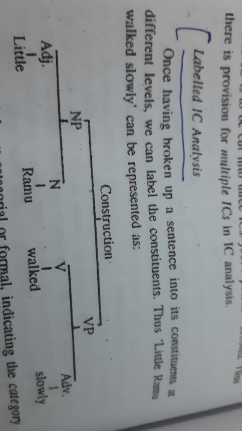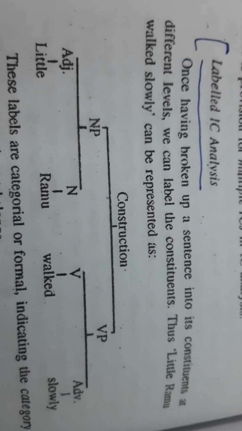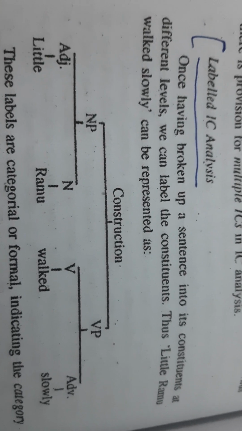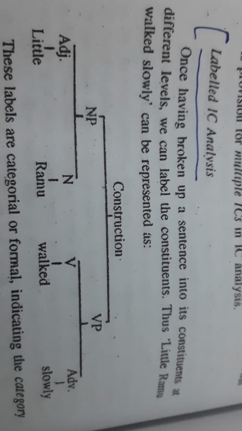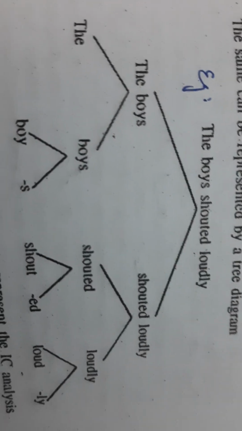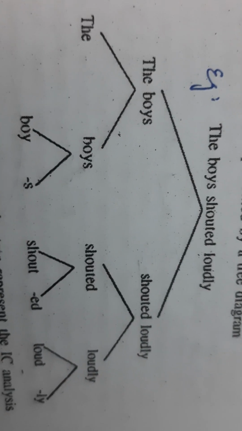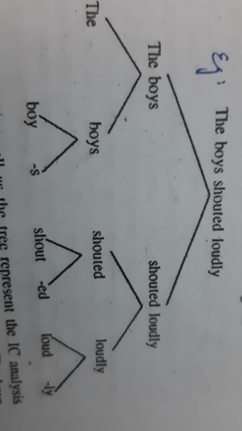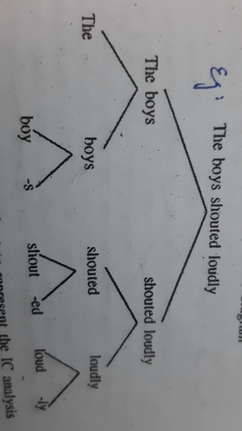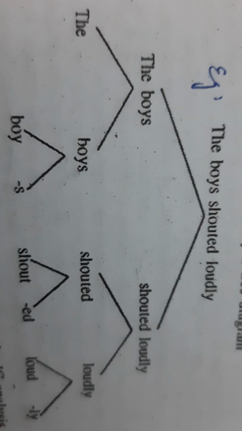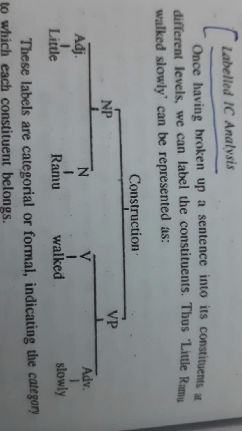And the next one is labeled IC analysis. What we mean by labeled IC analysis is that you are giving labels in the IC analysis. Already we have seen the IC analysis for your understanding, which is what I have been teaching you, isn't it? Here we are just dividing the given sentence into proper IC cuts, but nowhere are we labeling it. So this IC analysis is not labeled, but certain others label the IC analysis.